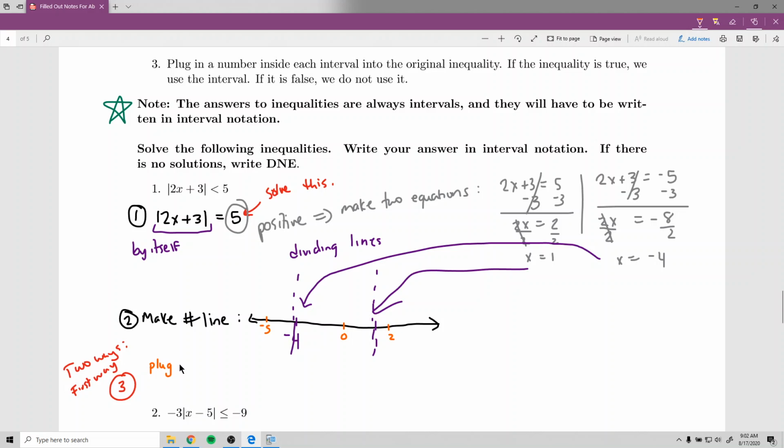And these are what we're going to plug into the original inequality. Original meaning the last step before we set it equal, where we didn't have to do any work. And we're just going to see if it works out. All right, so we start by plugging in -5 to our inequality for x.